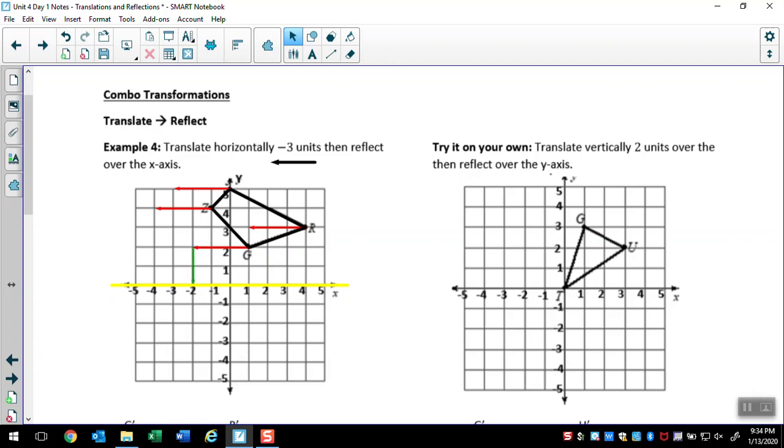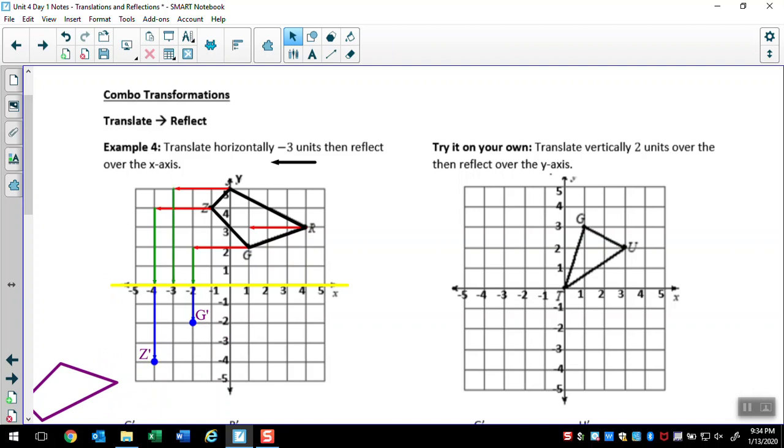Okay, we can do G. G was 2 units away from the x-axis, so that means G prime will also be 2 units away. All right, Z was 1, 2, 3, 4 units from the x-axis, so its reflection will also be 4 units away. And that's my Z prime.